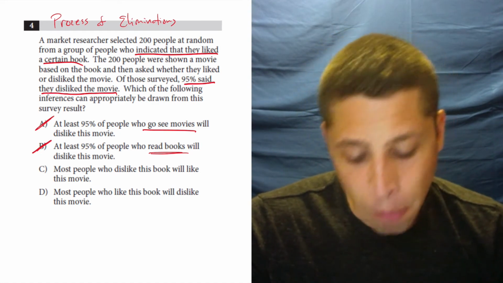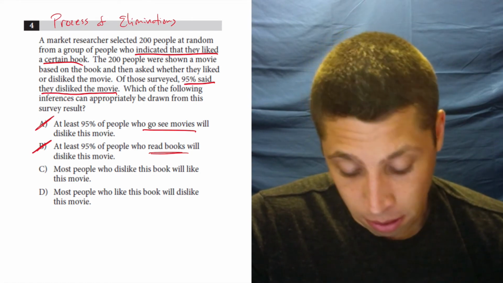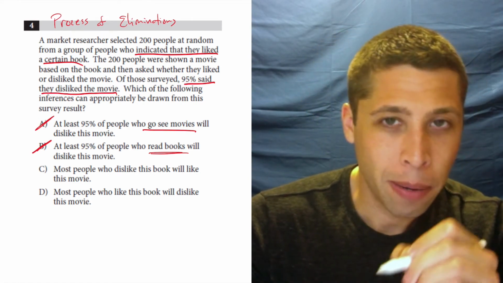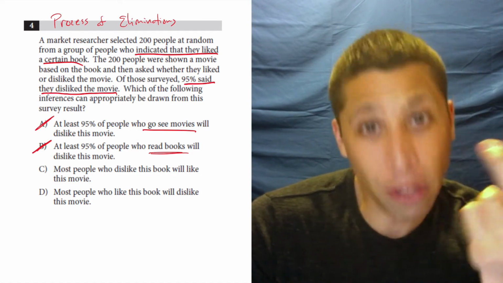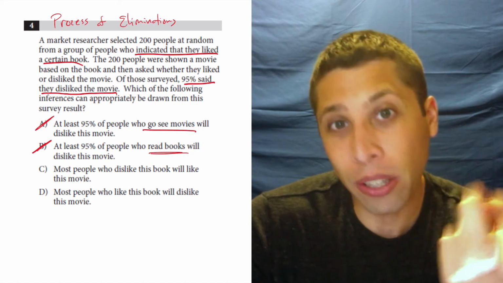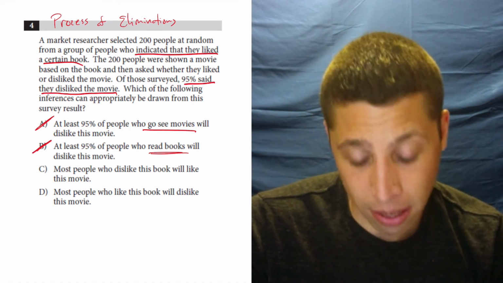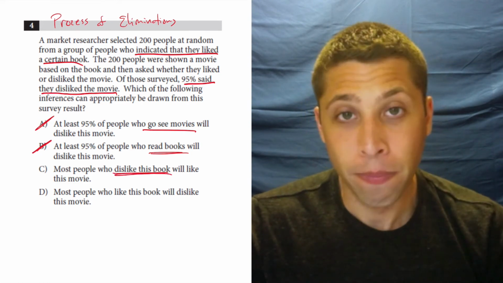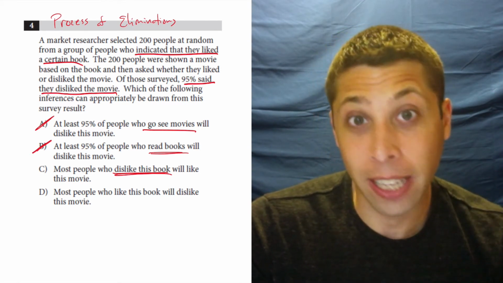C, most people who dislike this book will like this movie. Well, kind of close. It's a bad inference. We don't know that. That's kind of reversing what they said. But the real reason it's wrong, to make it as clear as possible, is again the same reason we get rid of A and B. Most people who dislike this book. I don't know anything about the people who dislike the book.